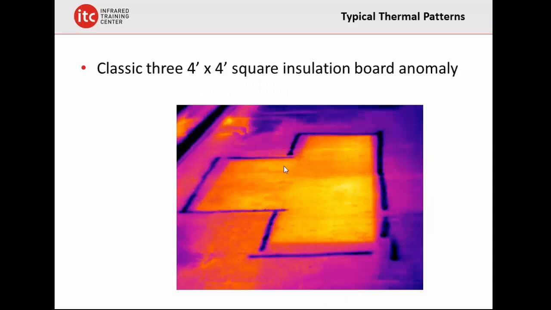Here's a classic. They were using 4 foot by 4 foot square boards of insulation. And you can see here that the water was stored right in those insulation boards. And if you can't find this with your IR camera, well, maybe you need a new IR camera. So that's pretty classic. And so that's insulation board.